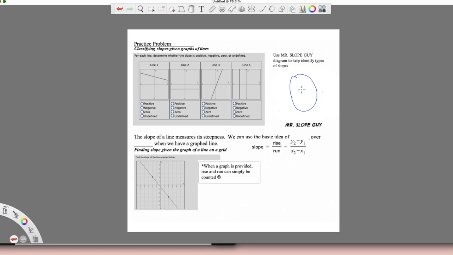Okay, so we're going to add an eyebrow, and I like to make it so that it's got a little arrow on it so we can see that this is a line that would be going up from left to right. So we're always reading from left to right whenever we're looking at these things. And his eye on this one is going to be a plus sign. So this represents a positive slope.